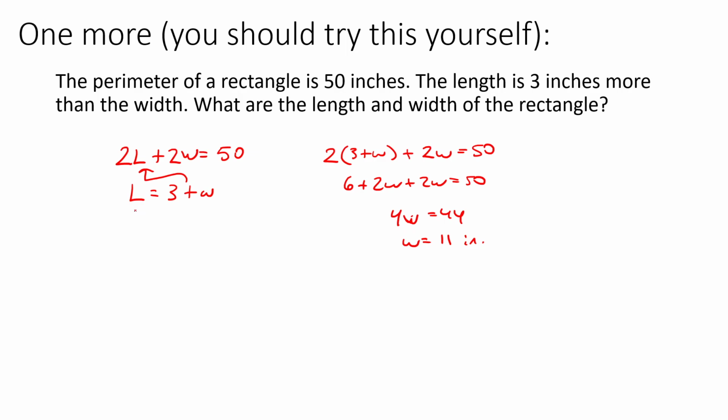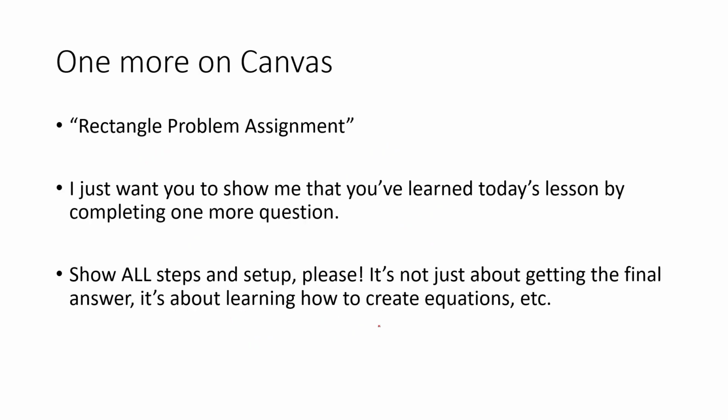Which means we know that length must be 14 inches since it's 3 more. And then let's just plug it back into our perimeter to make sure. 2 times 14 is 28. 2 times 11 is 22. 28 plus 22, that does equal 50, so we know we did it right. And that's it. Just one extra type of question beyond the ones we've already done.